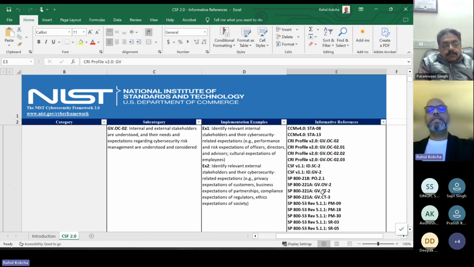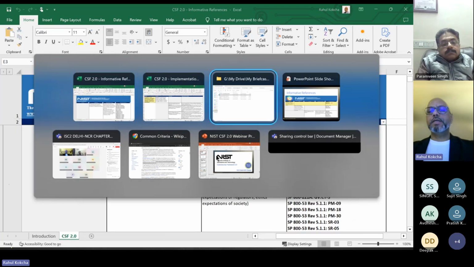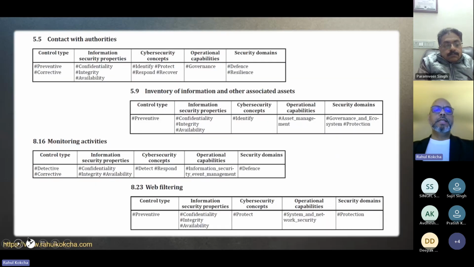Not only are they giving references to other standards, even the other standards are also giving references to NIST CSF 2.0. One example, if we go to the next slide, is taken from the 27002 standard. 27001 has a requirement of contact with authorities. If you refer to 27002, it gives the reference to the CSF function as well. So this contact with authorities aligns with this cybersecurity concept coming from the CSF framework.